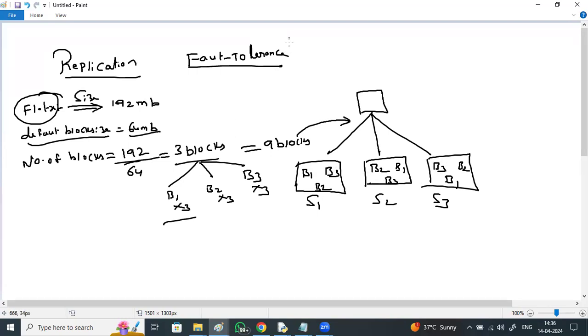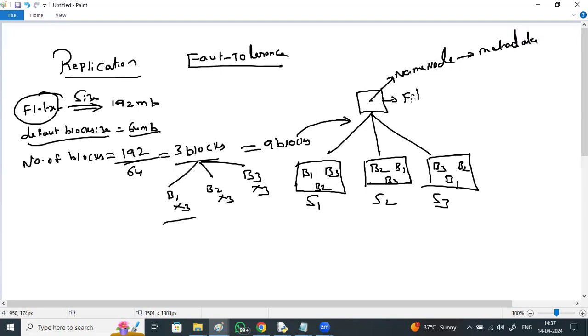9 blocks stored across the 3 systems, right? Okay, here the name node, the master node. The name node always stores the metadata information. The slaves store the actual data. Metadata means data about data.